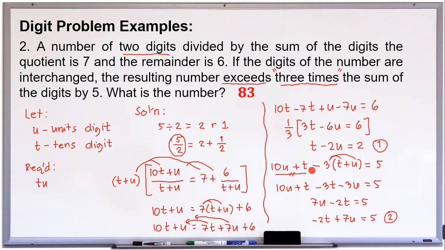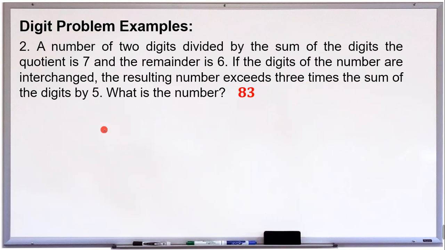Next, since we have these two equations, let's proceed to the next slide. So this is our equation 1. Again, that is t minus 2u is equal to 2. Then our second equation is negative 2t plus 7u is equal to 5. Now, there are lots of ways of solving these two system of linear equations. Now, you can use your scientific calculator.